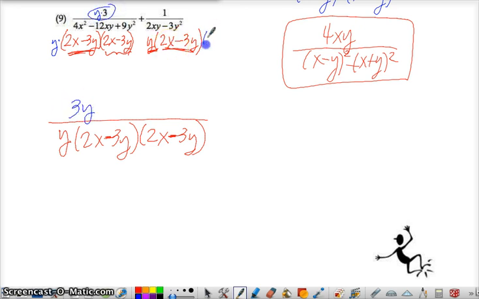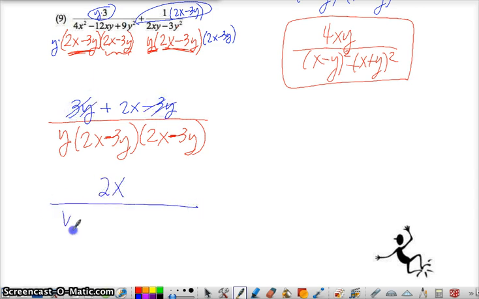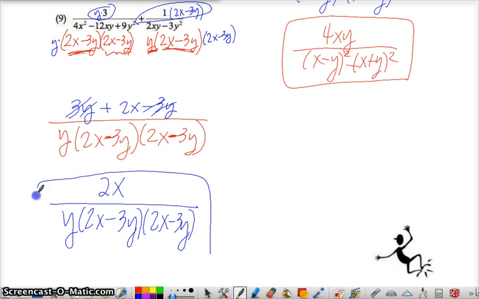The second fraction is missing the second factor of 2x minus 3y, so I have a plus 1 times this. Well, that just distributes into 2x minus 3y. Well, this is nice. My 3y's cancel. So I simply get 2x divided by y times 2x minus 3y times 2x minus 3y. Can I cancel the 2 with anything? The x with anything? Nope. So that's my final answer.